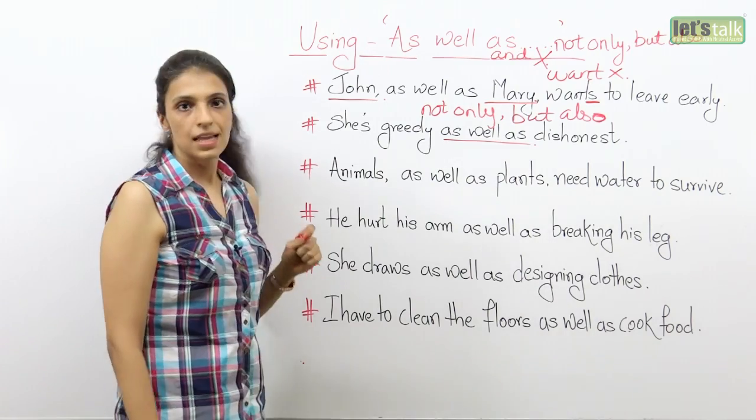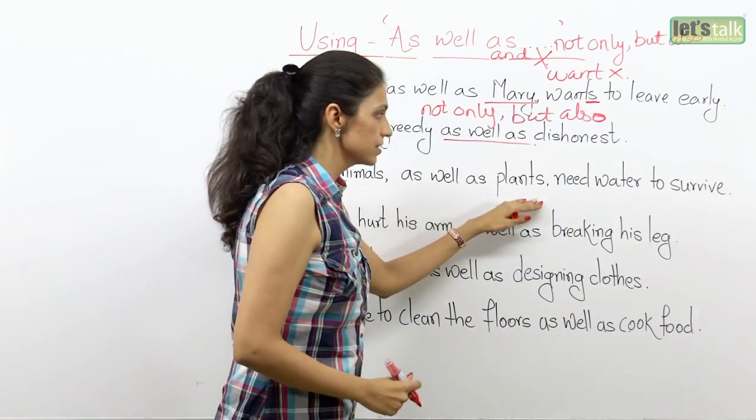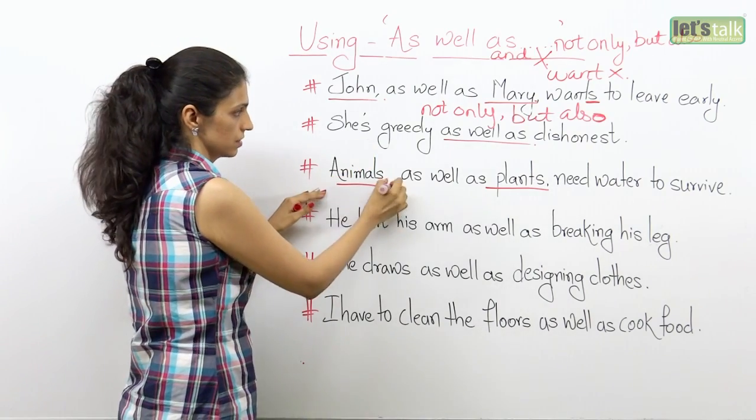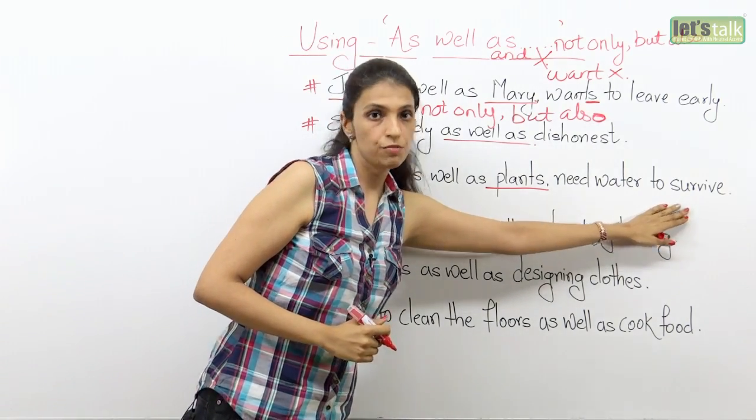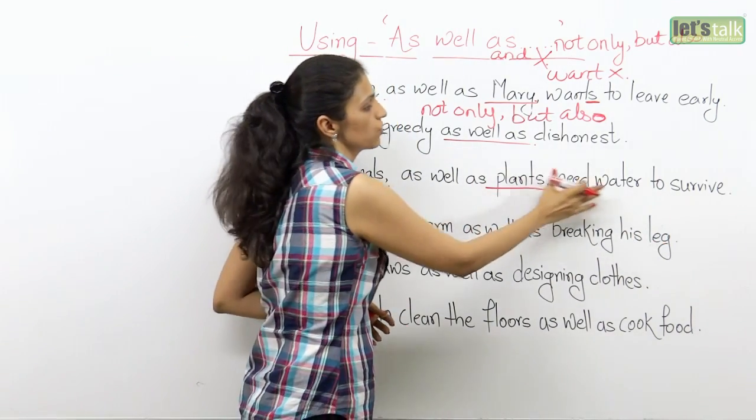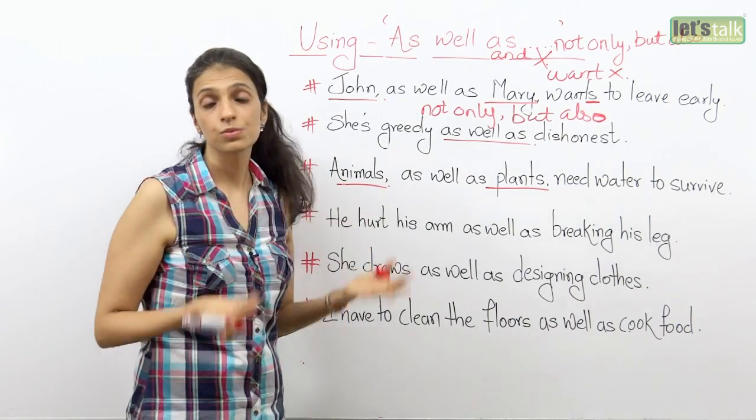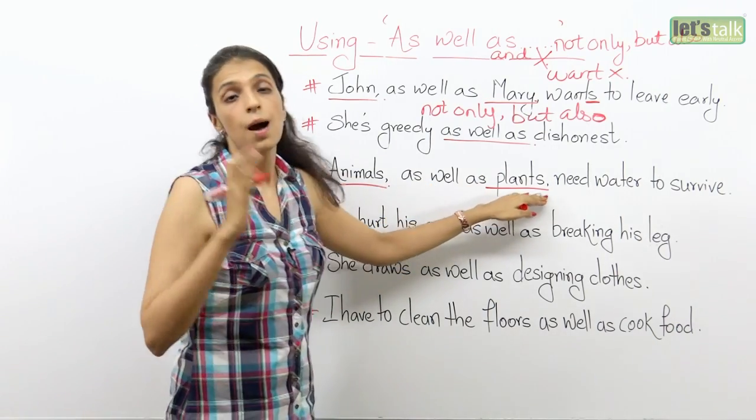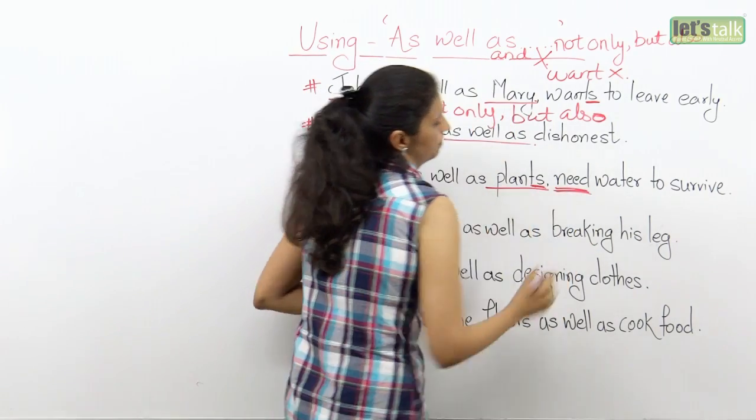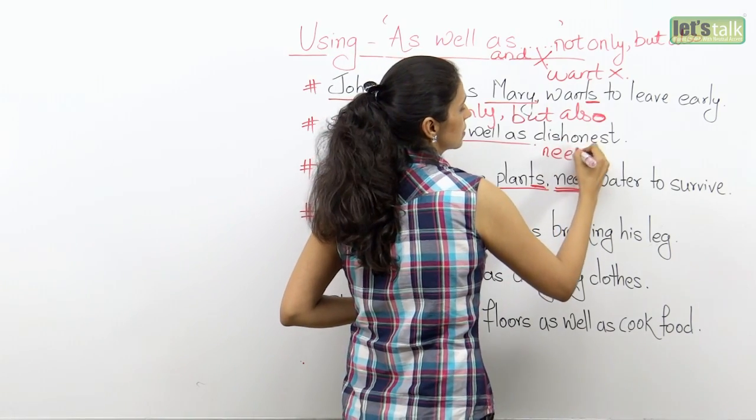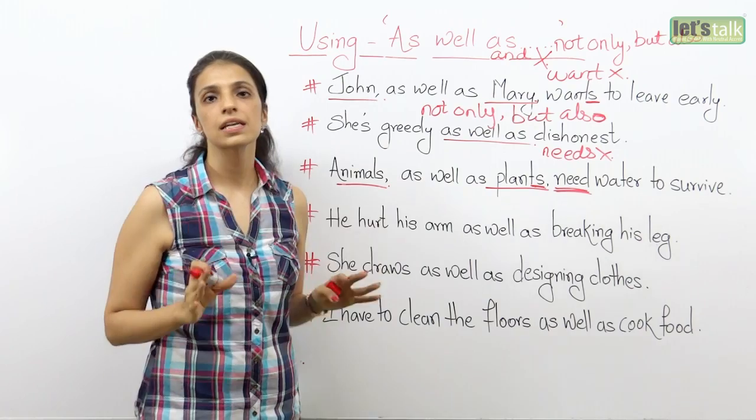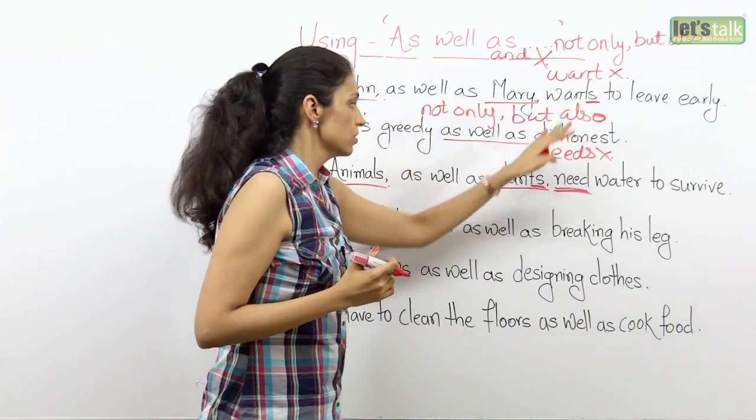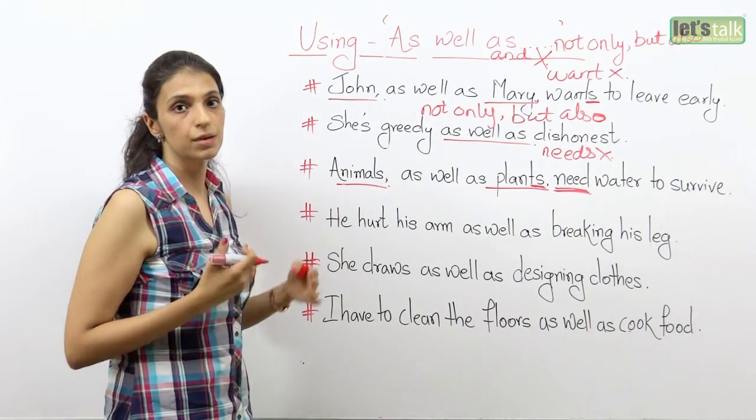Okay friends, the third example, "Animals as well as plants need water to survive." Not only plants but also animals need water to survive. I am adding some more information to the fact that plants need water to survive. What's the information? Animals also need water to survive. Now we have two subjects that we are connecting, animals as well as plants. Plants is plural, so you are going to use a plural verb. Do not use "needs", this would be completely incorrect. So, animals as well as plants need water to survive. Not only plants but also animals. So I'm adding some more information.